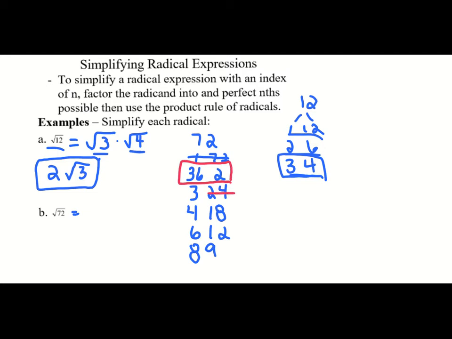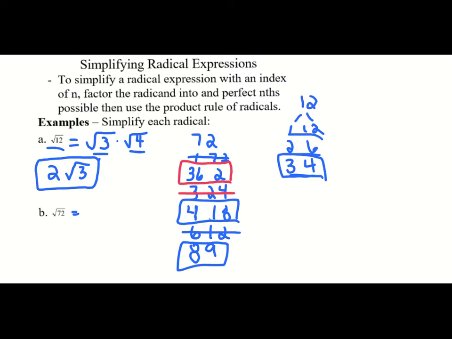3 and 24, no. 4 and 18. 4 is a perfect square, so we could use that one if we wanted to. 4 and 18, so that's another one we could use. 6 and 12, no. 8 and 9. 9 is a perfect square. Now, you're saying, well, we have all these different choices. We do. Really, what you want to do is choose the largest perfect square so that you don't have to break it down multiple times.